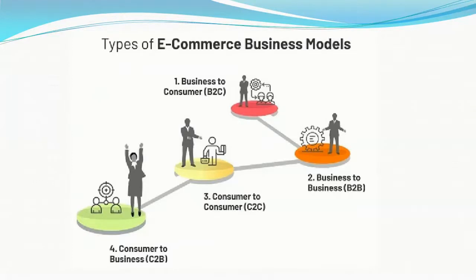Types of e-commerce. Basically, there are four types of e-commerce models. They are in short known as B2C, B2B, C2C, and C2B, which means business to consumer or customer, business to business, consumer to consumer, and consumer to business. Now, what do they mean? So let's discuss them.